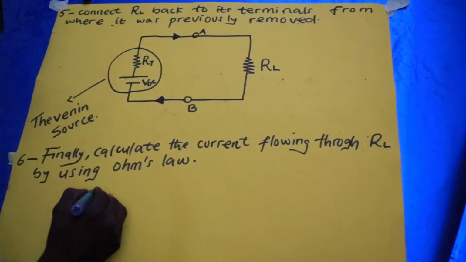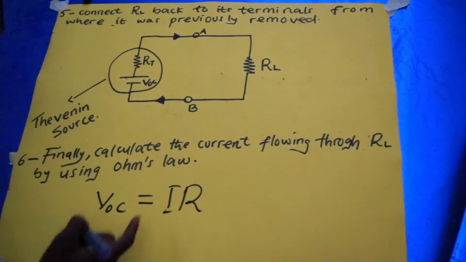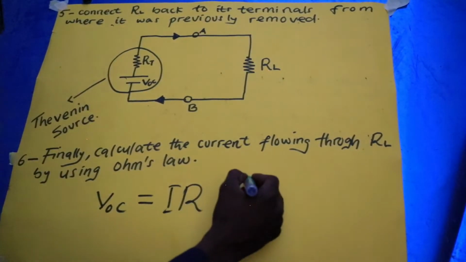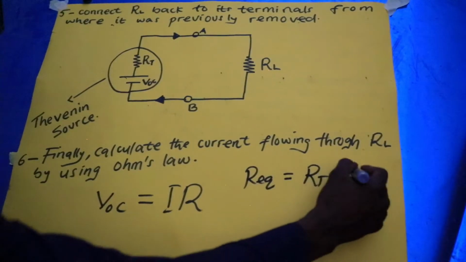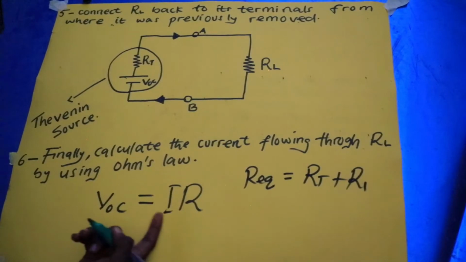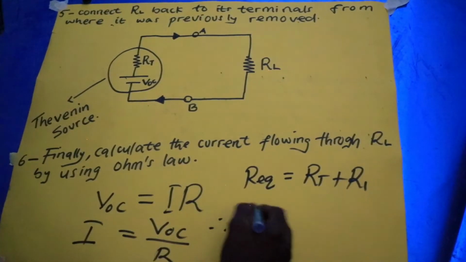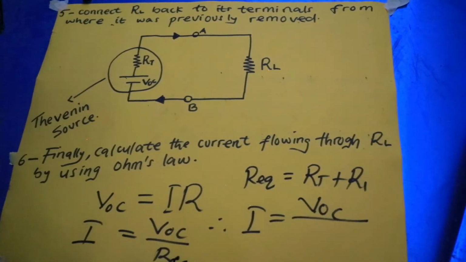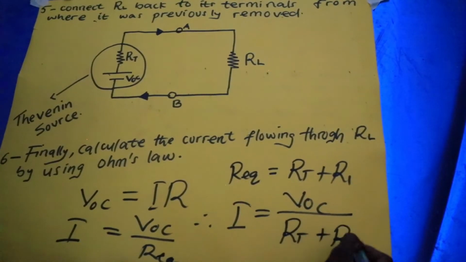So now by using V is equal to IR, and when looking at the circuit, we can see that RL and R Thevenin are all in series. Therefore, R equivalent will be equal to R Thevenin plus RL. Now making I the subject of the formula, I will be equal to VOC all over R. Therefore, I is equal to VOC all over R equivalent. This is R equivalent, that is RT plus RL.